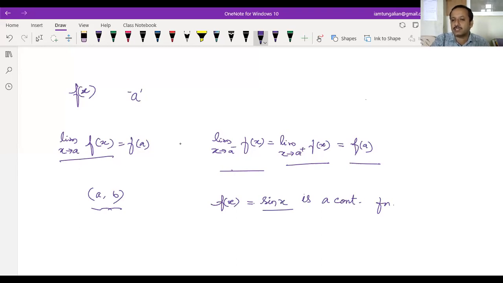What is the domain of sine x? The domain of sine x is the set of all real numbers. For all real numbers, this function is continuous.